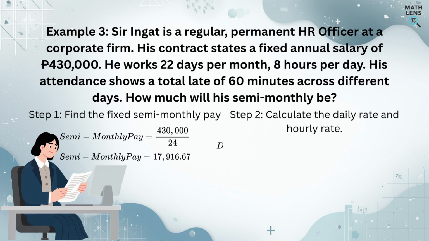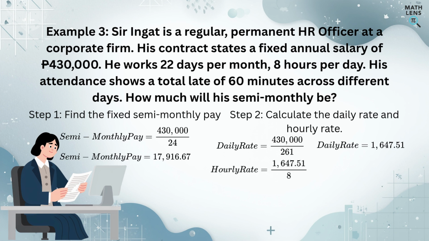To find the daily rate, divide his annual salary by 261 days because his work schedule is 22 days per month. So his daily rate is 1,647.51 pesos. To find his hourly rate, divide his daily rate by 8, the standard workday. So his hourly rate is 205.94 pesos.